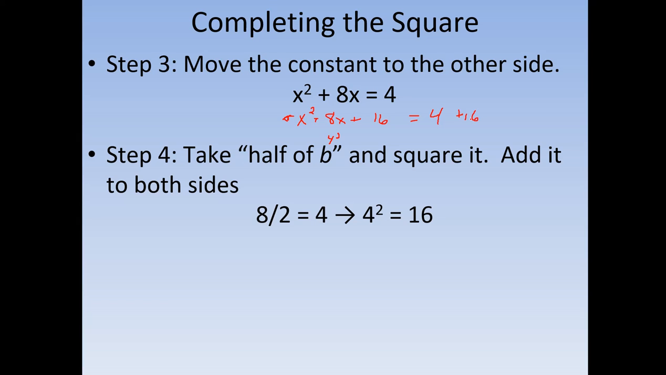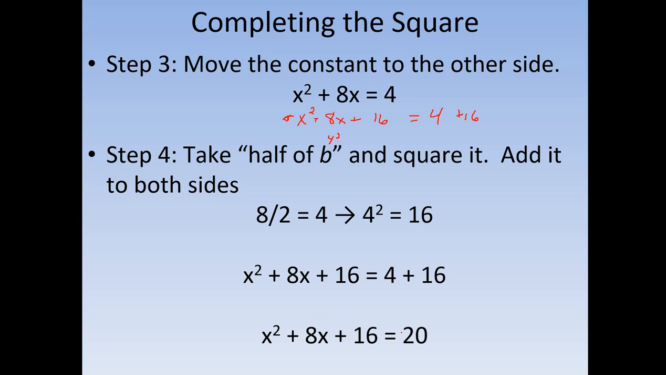So again, we took the middle term, we divided it in half, then we took that number and squared it, and we got our new quadratic, which is x squared plus 8x plus 16 equals 4 plus 16. Or we can simplify it a little bit further and have it equal to 20.